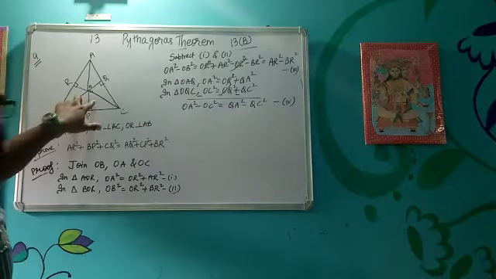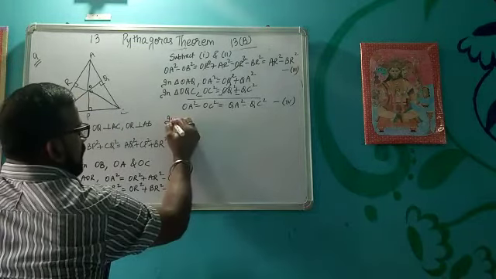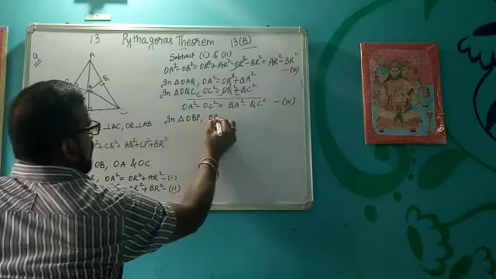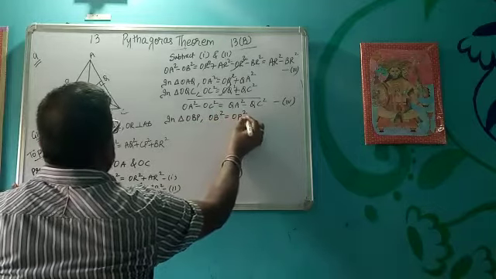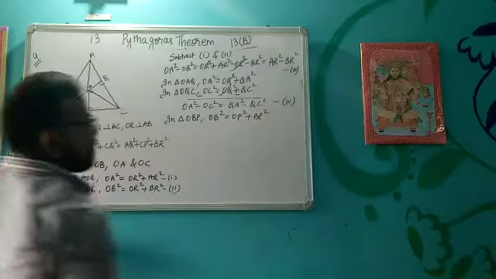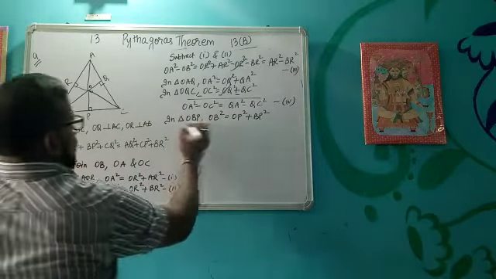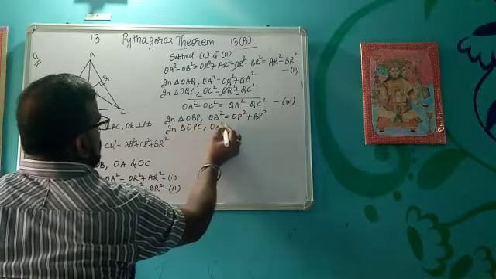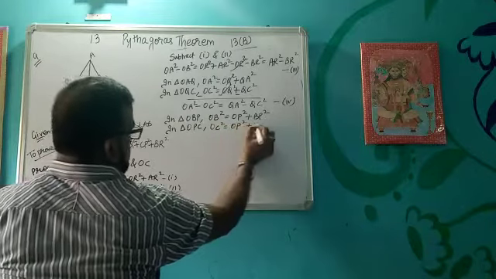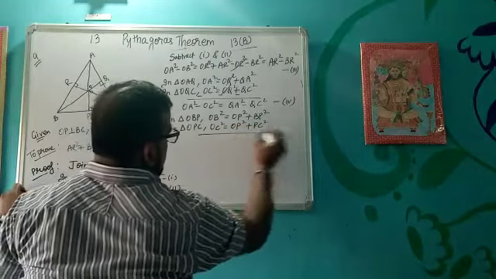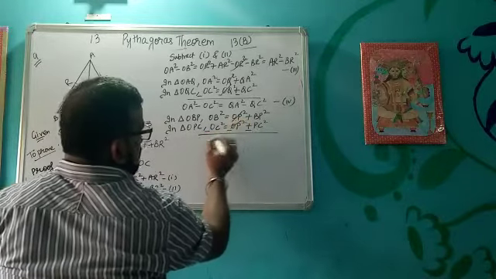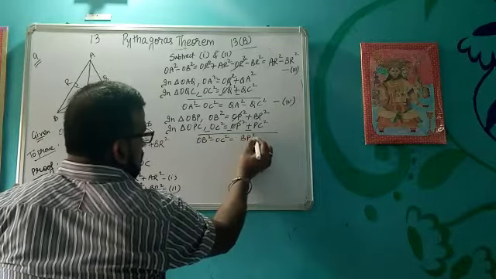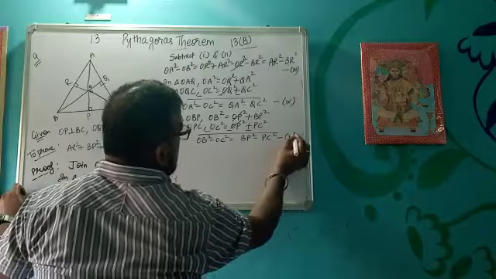Then this set is left only. So now in triangle OBP, OB square is equal to OP square plus BP square. Okay. Then in triangle OPC, OC square equal to OP square plus PC square. So again we will subtract these two. So you will get OB square minus OC square equal to BP square minus PC square. Let this be our fifth expression.